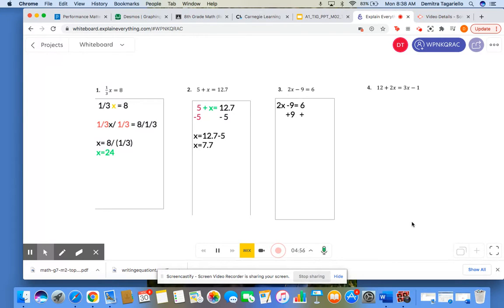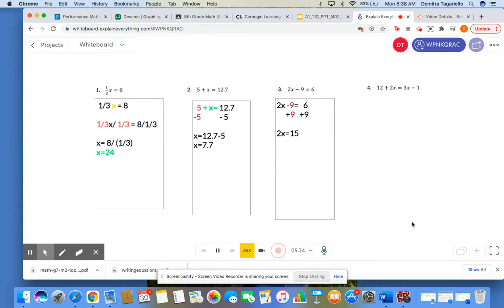Remember that when you add 9 to both sides, these two 9s are actually the inverse of each other, because a negative and a positive makes 0. So these two cancel out, and I turn them into red. So now they're gone. And then I'm going to rewrite everything that's left. So if I bring it down, you're still left with 2x equals, and then I'm going to add 9 plus 6, which is going to give me 15.